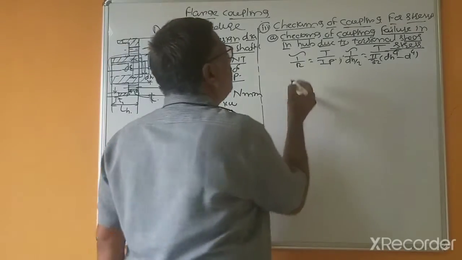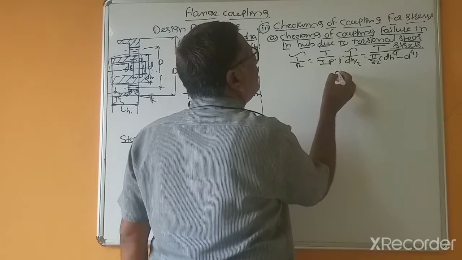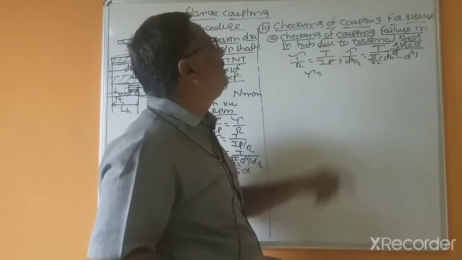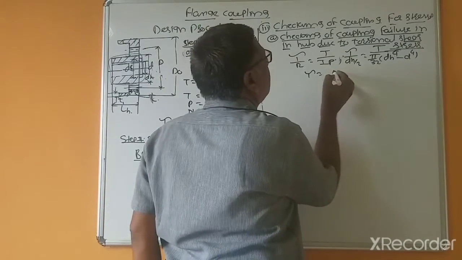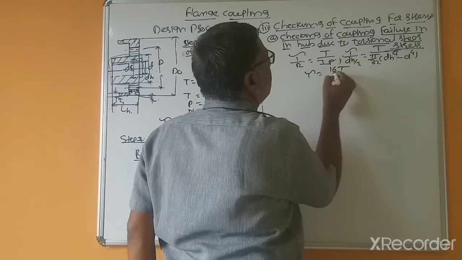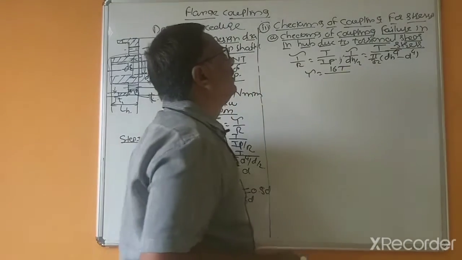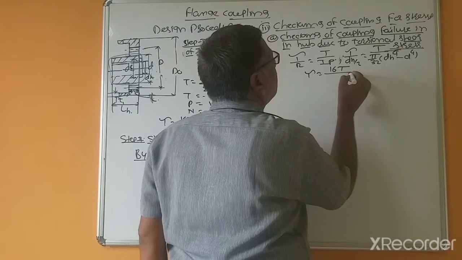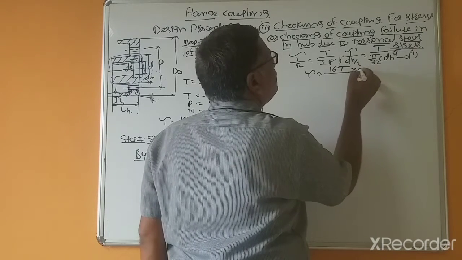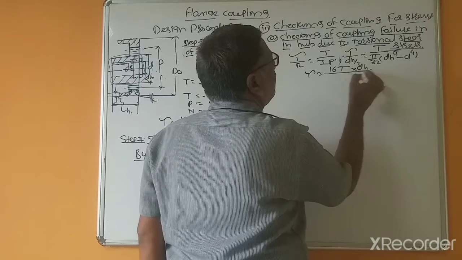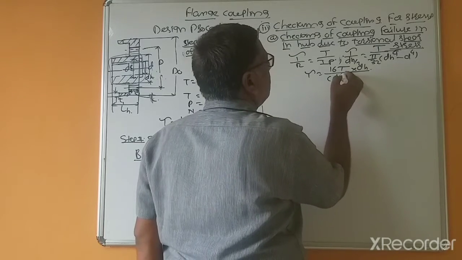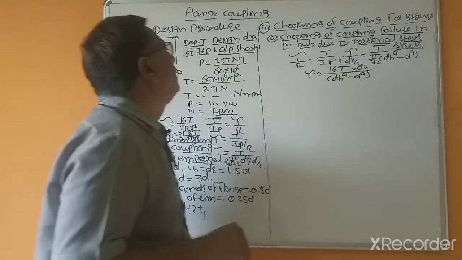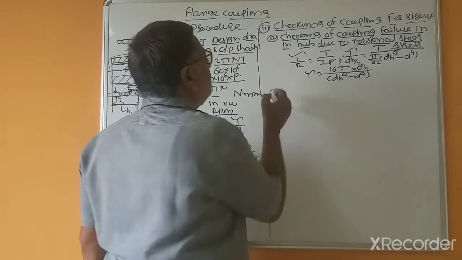So finally, tau equal to, by using cross multiplication, 16T divided by pi dH into the bracket dH raised to 4 minus d raised to 4. So this is the first step.